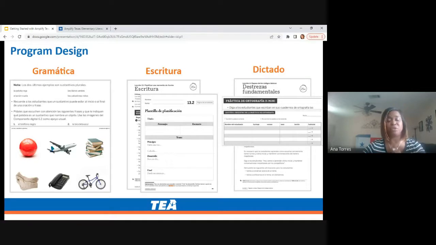So we wanted to make sure that we introduce the examples of a grammar lesson, a writing lesson, and also a dictation, a dictado lesson as well.